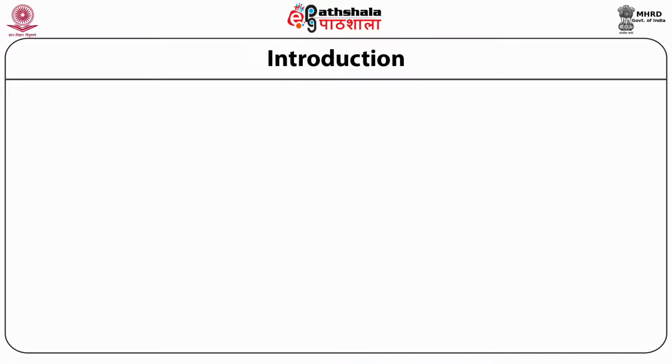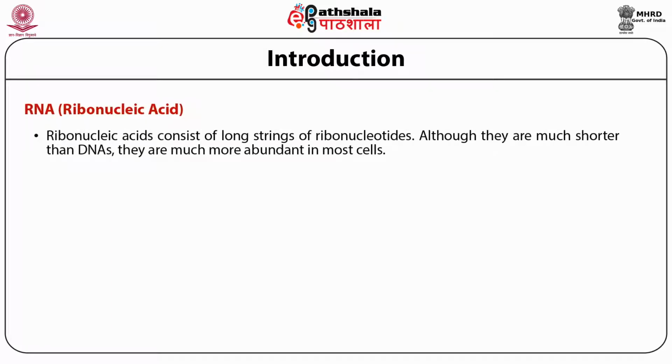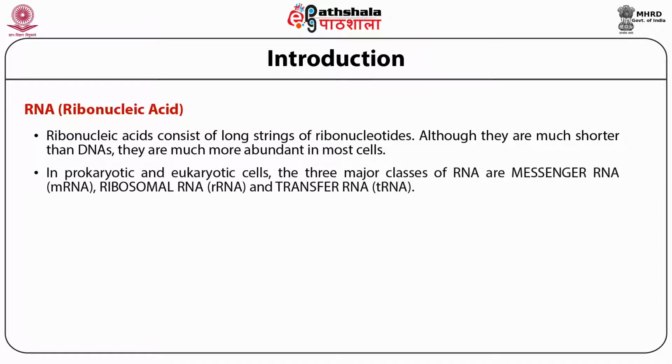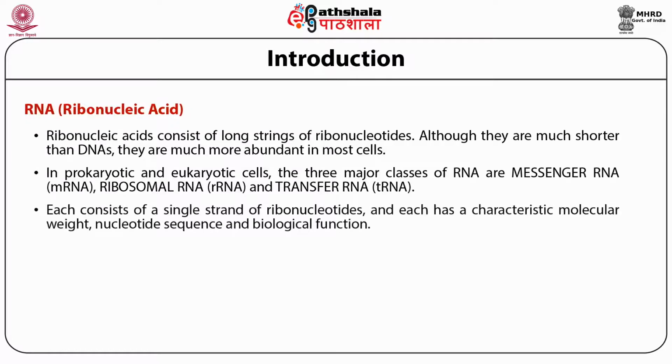Let us look into the properties of the ribonucleic acid called RNA. This ribonucleic acid consists of long strings of ribonucleotides. Although they are much shorter than DNAs, they are much more abundant in most cells. In prokaryotic and eukaryotic cells, the 3 major classes of RNA are messenger RNA, denoted as mRNA, ribosomal RNA, denoted as rRNA, and transfer RNA, denoted as tRNA. Each consists of a single strand of ribonucleotides, and each has a characteristic molecular weight, nucleotide sequence, and biological function.